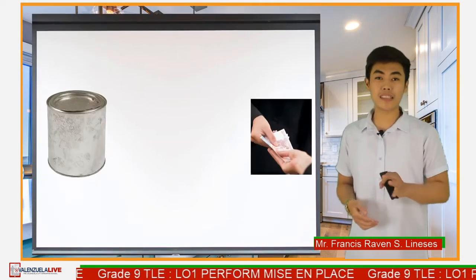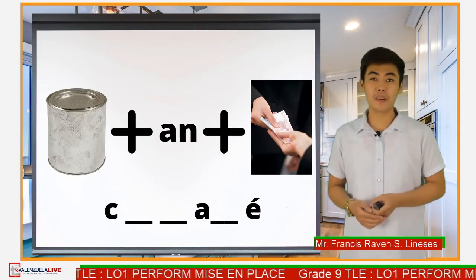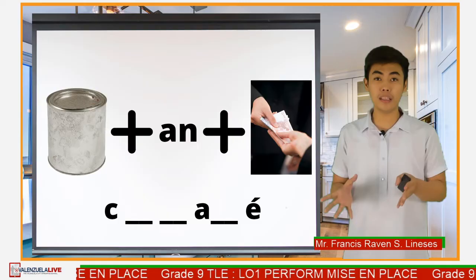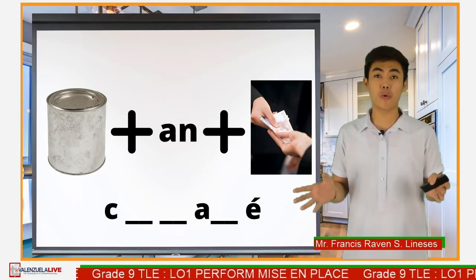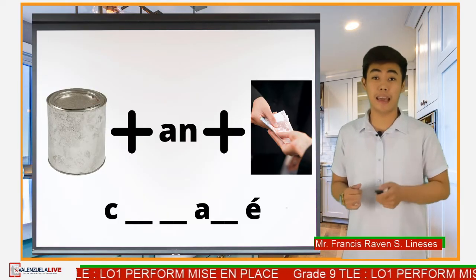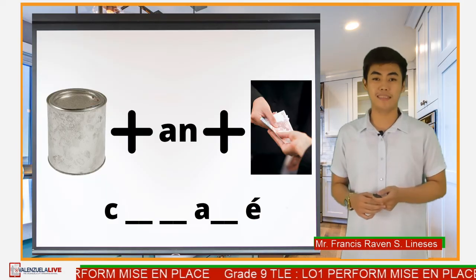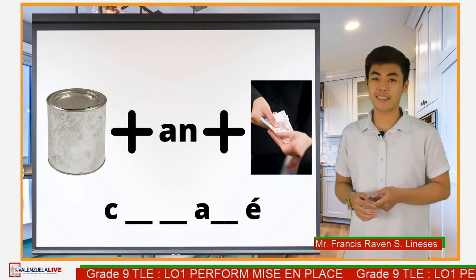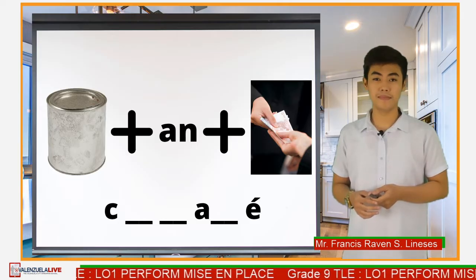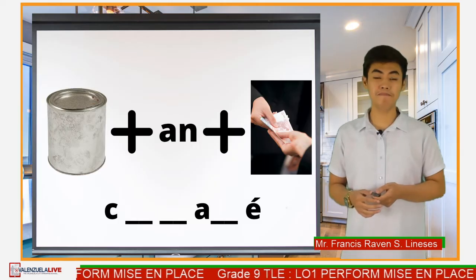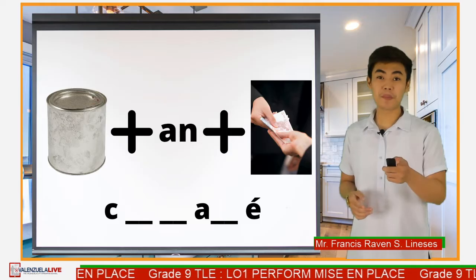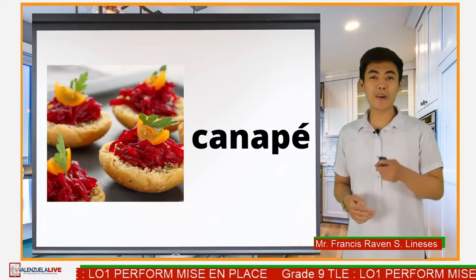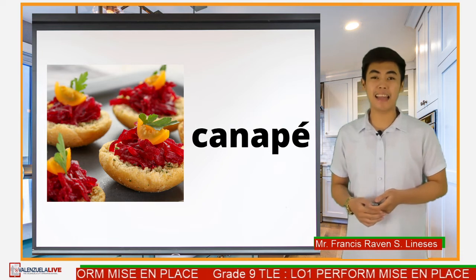Next, for the third set of combi word, we have 2 picture hints. And between those pictures, we have A and N. What do you think is the correct answer? Time's up. What is your answer? Okay, very good. The correct answer is canapé.